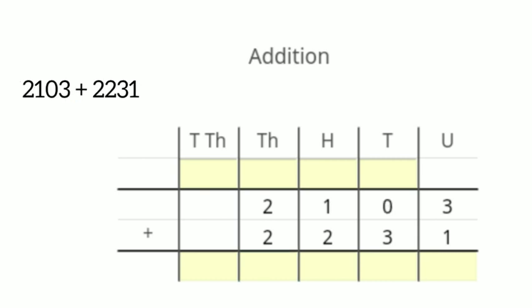Look at this example. 2103 plus 2231. First we will arrange all the digits at their places. Then start from the unit place. 3 plus 1 is 4. Tens place, 0 plus 3 is 3. Hundreds place, 1 plus 2 is 3. Thousands place, 2 plus 2 is 4. So we got the answer 4334.